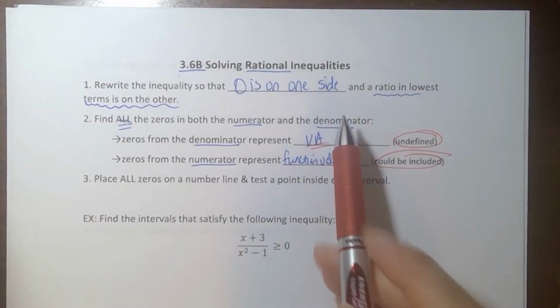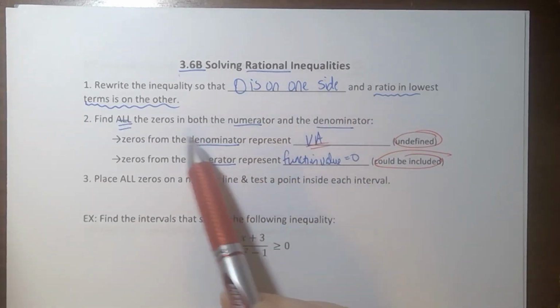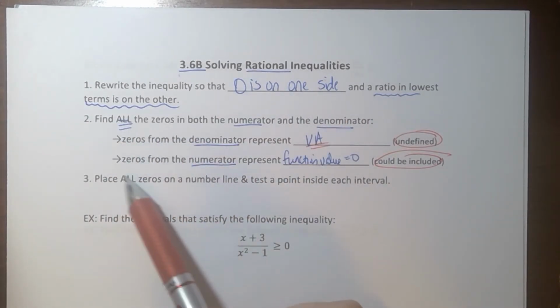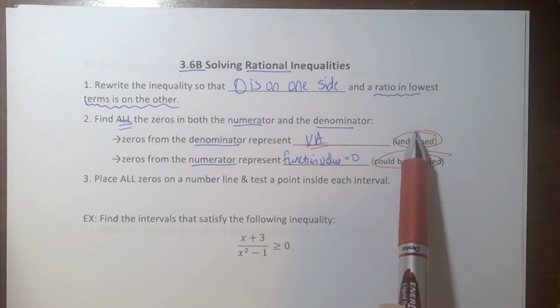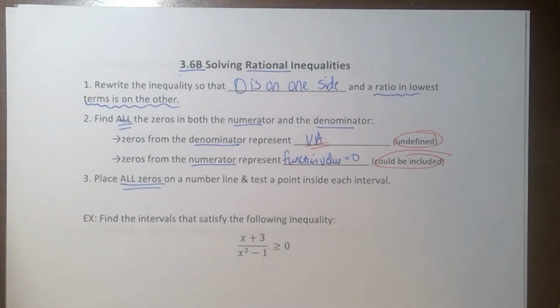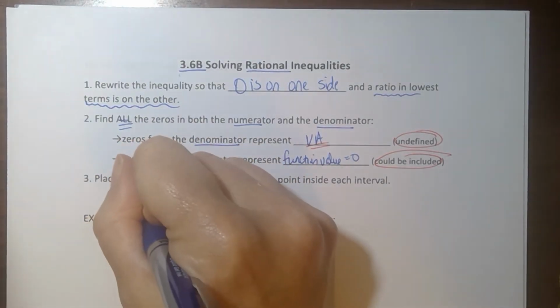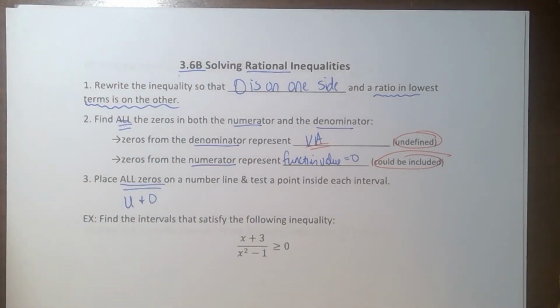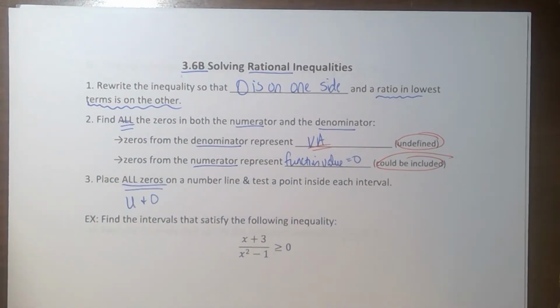So once we have set it up correctly, we found all of our zeros, whether it represents a place where the function is undefined or equal to 0. Our last step is to place all of those zeros on the number line, all the zeros, whether it's an undefined or a value of 0, and test a point inside each of the resulting intervals.